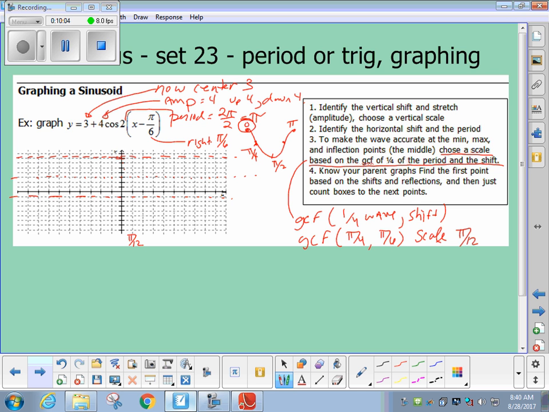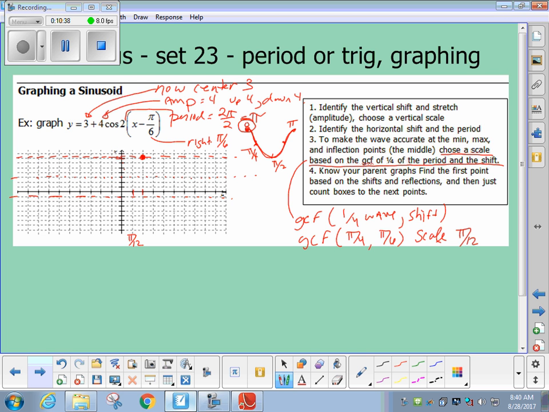This point that did start at 0 is going to be shifted right pi over 6. Where will it be then? In terms of pi over 12, that would be 2 pi over 12. Do I put that at the max, the center, or the min? Cosine wave starts at the max. And so you should start your wave right there at pi over 6.